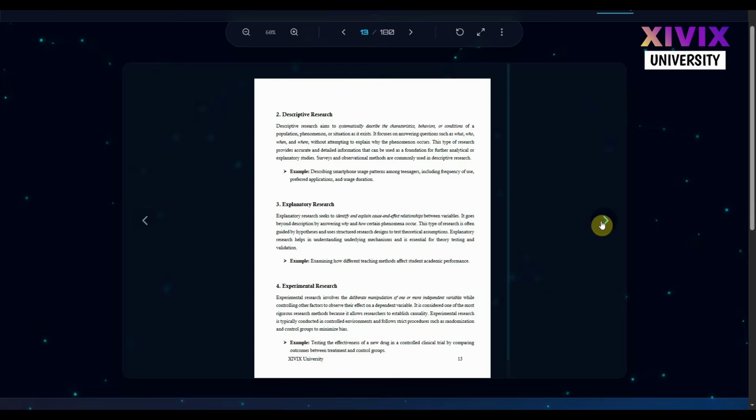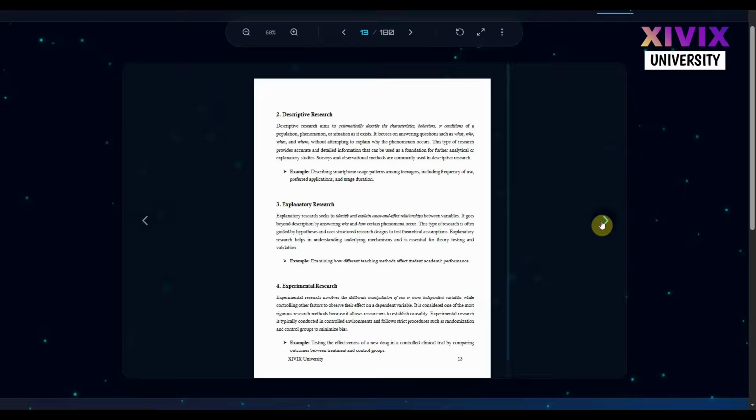And the fourth one is experimental research. This type of research involves the deliberate manipulation of one or more independent variables while controlling other factors to observe their effect on the dependent variable. Usually this type of research is conducted in controlled environments and follows strict procedures. As an example, testing the effectiveness of a new drug in a controlled clinical trial by comparing the outcomes between the treatment and the control group.